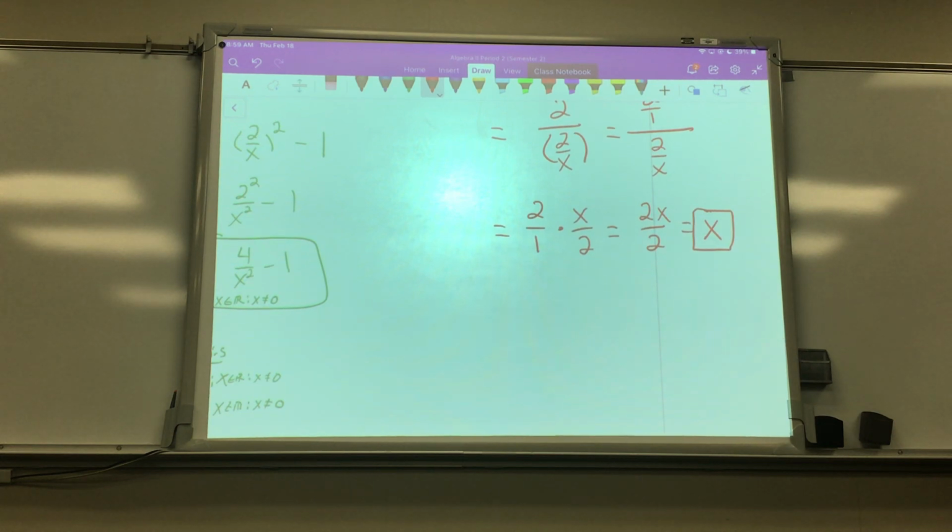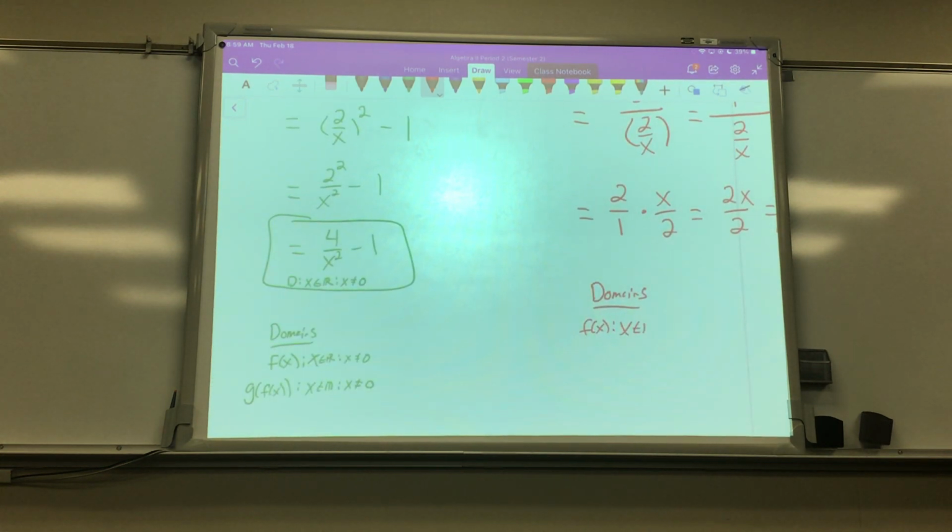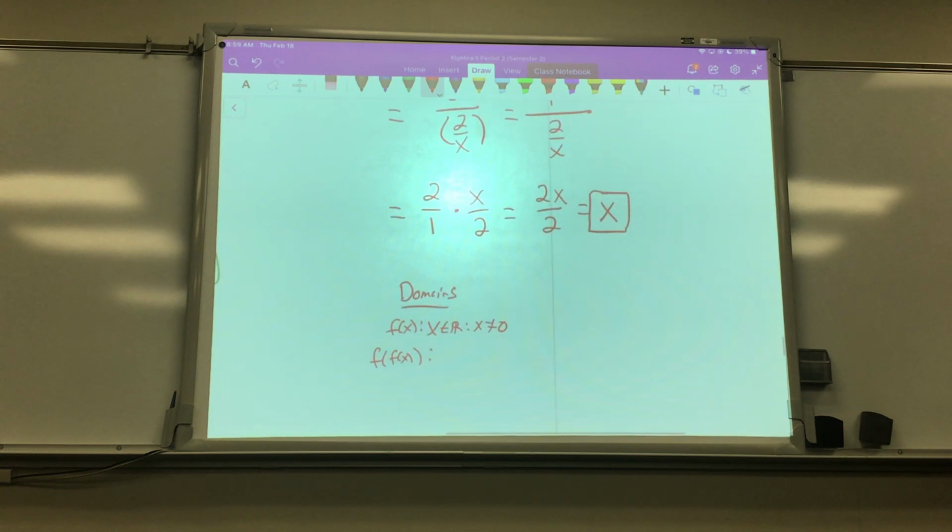All right, so then on this one, f of x, we already figured out that domain, right? We said x cannot equal 0. Now on the result, our result was just x, right? Does x have any restrictions? Nope. So what would the domain be there? x is not equal to 0 because of the first one.